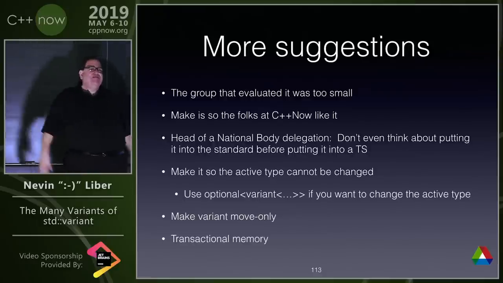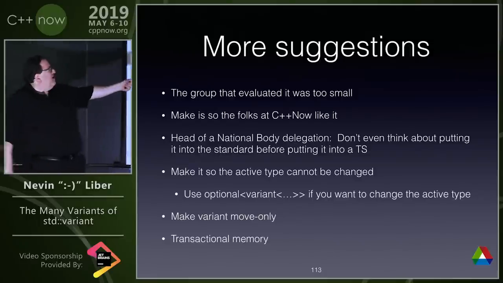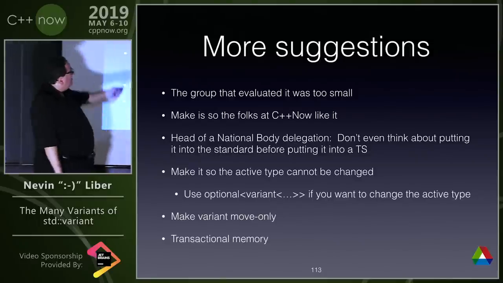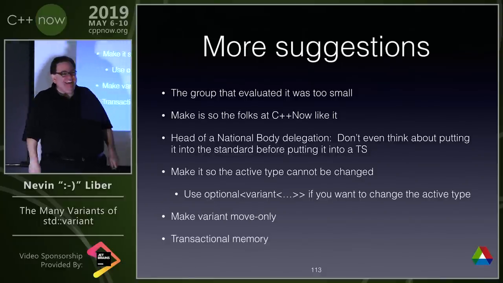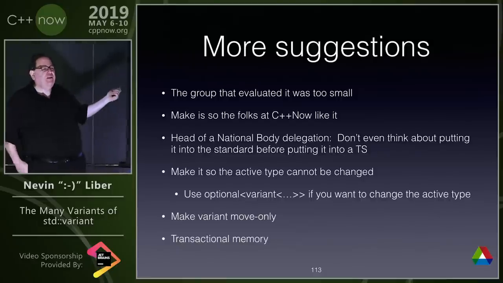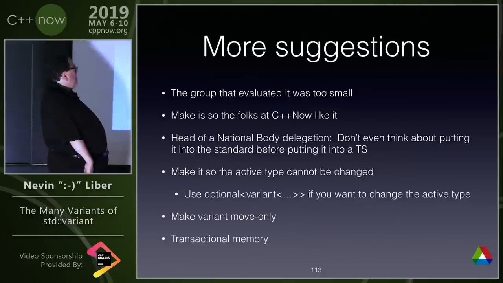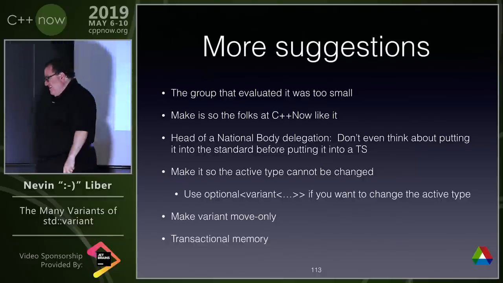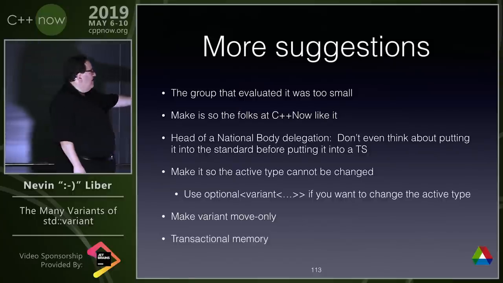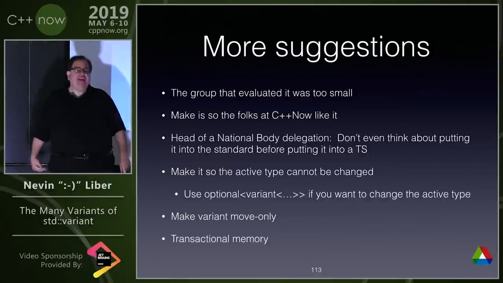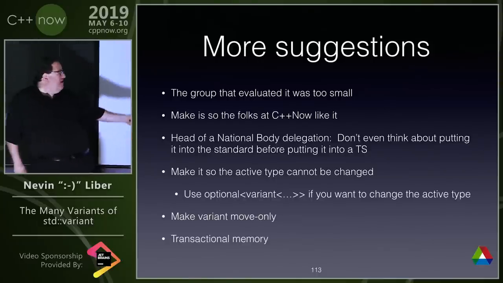So apparently 17 people was too small. We need more cooks to make a better variant. Make it so the folks at C++ Now like it. No, I wasn't here, I think it was 2015. What did you guys want? It was represented to the committee that you didn't want throwing moves. The head of one of the national bodies said, don't even think about putting this into a standard before putting it into a TS, because it's so contentious. Another idea: make it so you can't change the active type. Basically, once a variant has a value, it has that value forever. If you want to change it, use an optional variant.